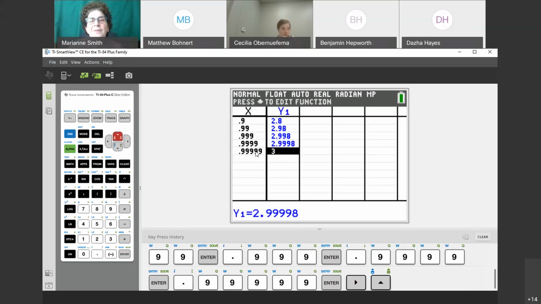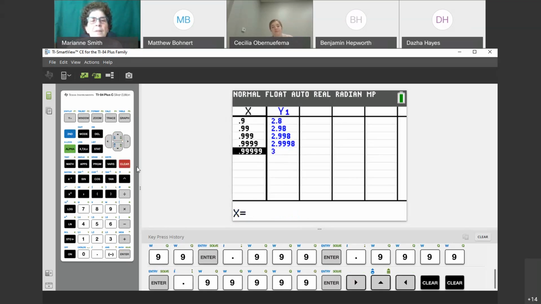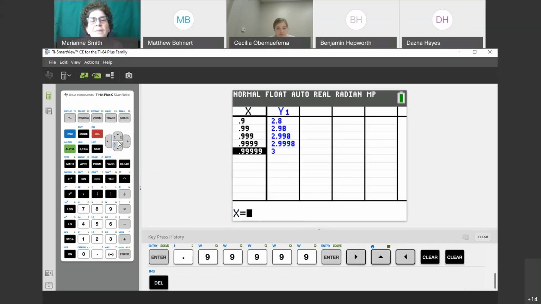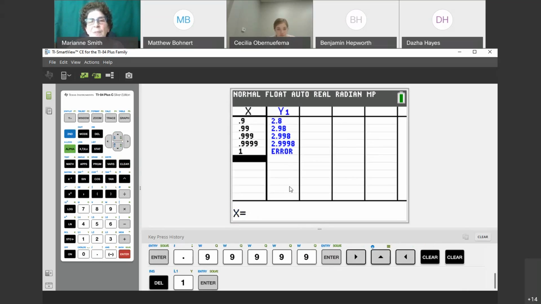So let me clear this one out. I can't delete it, so let's type over it. Let me get exactly to 1, and I get an error. Because what happened? I fell into the hole that's in the function. The function isn't defined at x equals 1, so it gives me an error saying there is no output value, right?